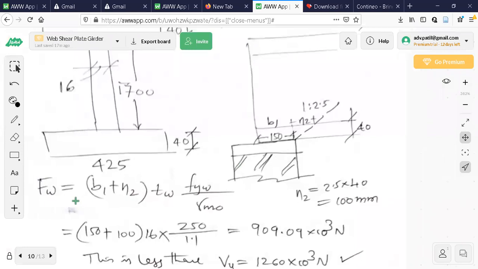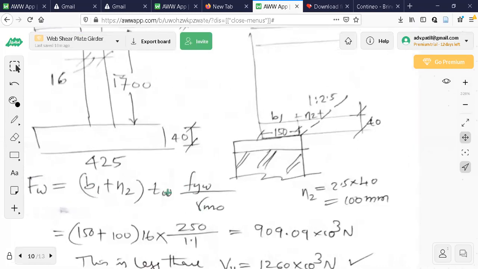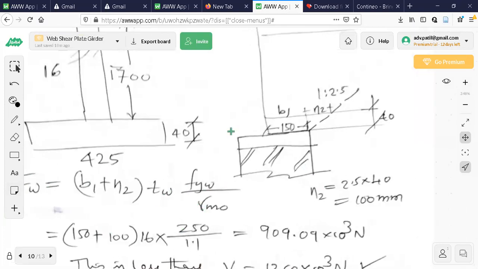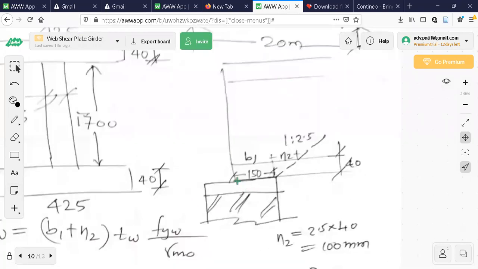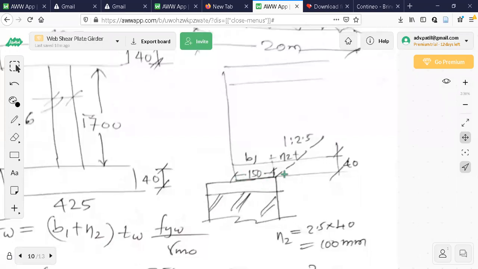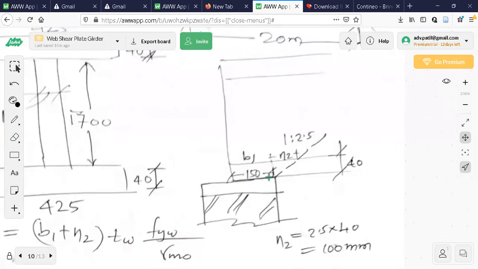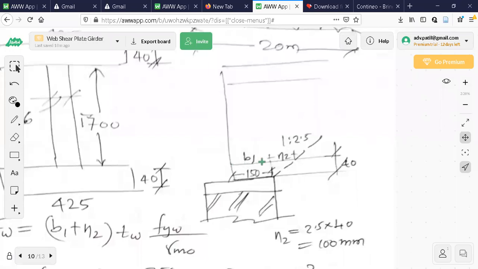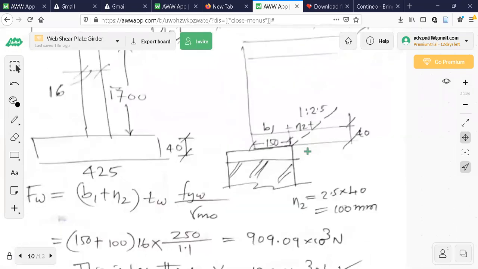Here I have calculated FW = (B1 + N2) into TW into FYW by gamma m0. This is already there in the code book. If you refer to my previous notes, the page is also given. Now I have taken the stiff bearing as 150. It is our assumption; it can be 100 also. I have taken it as 150, and all these are calculated. This dotted line is 1:2.5, because this is the load dispersion line. With this, I'll be able to calculate B1 and N2 and all those things.